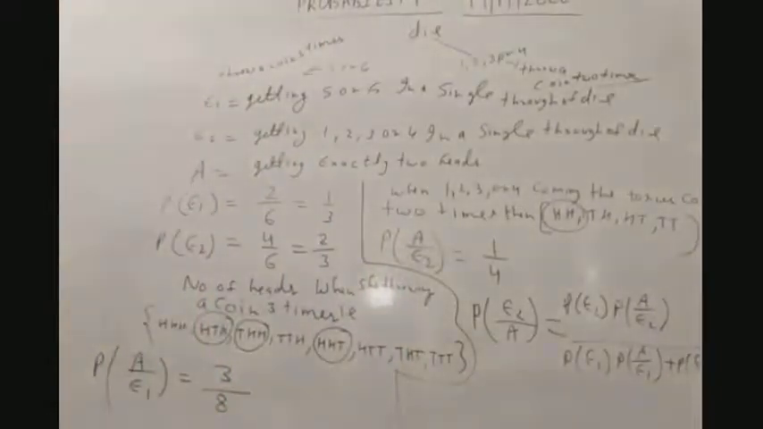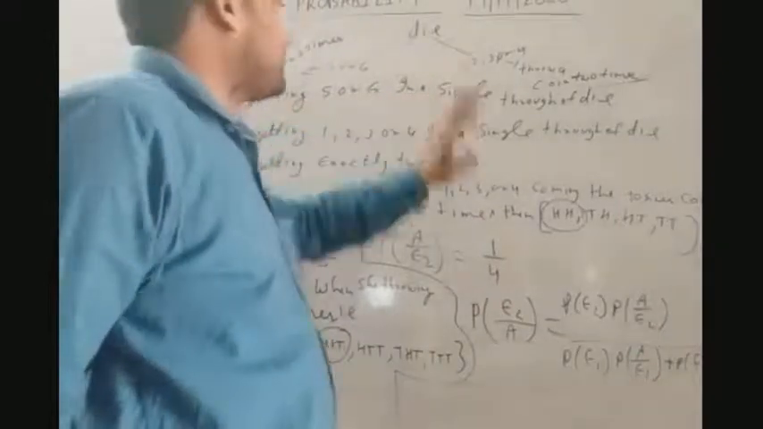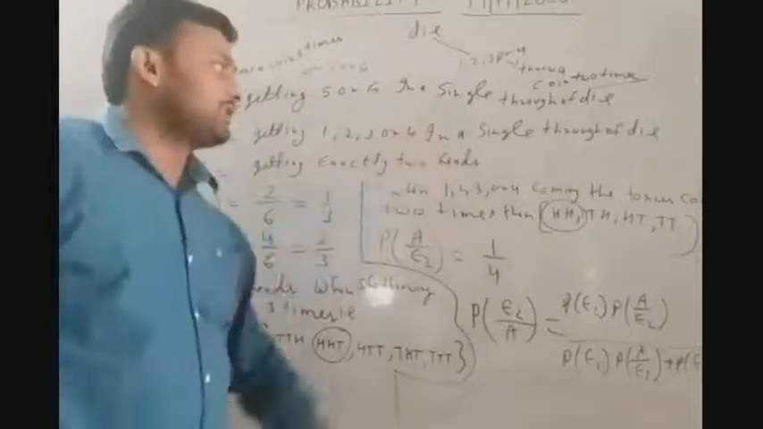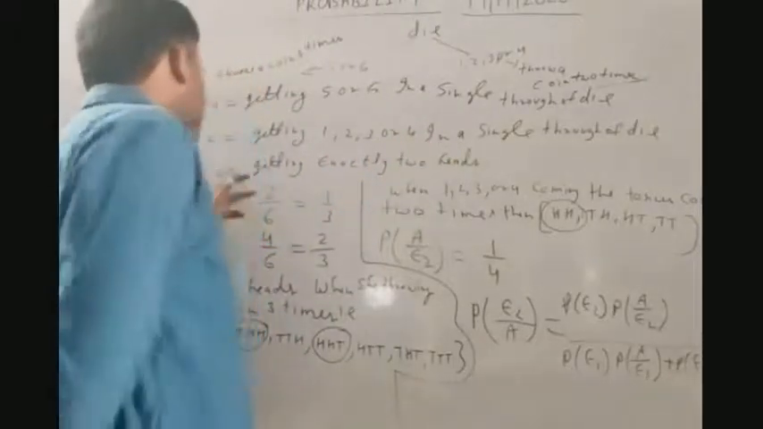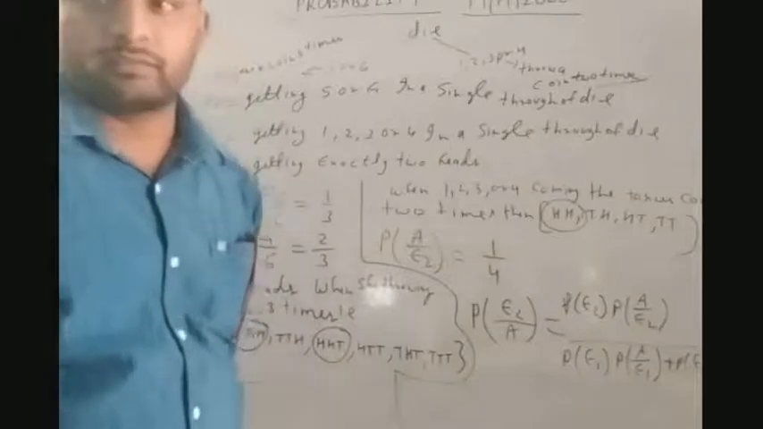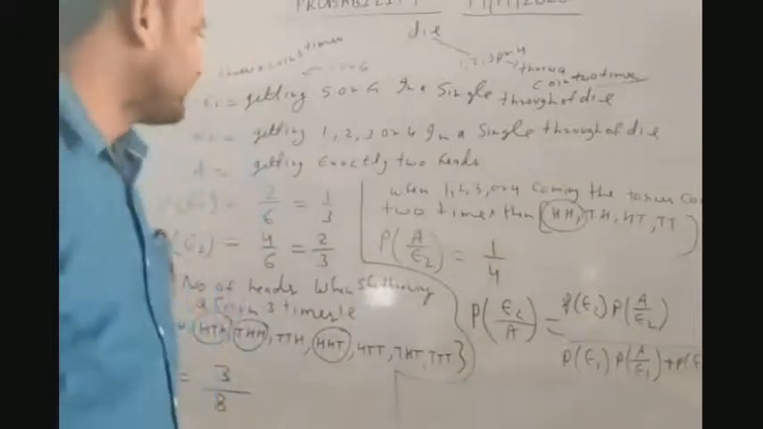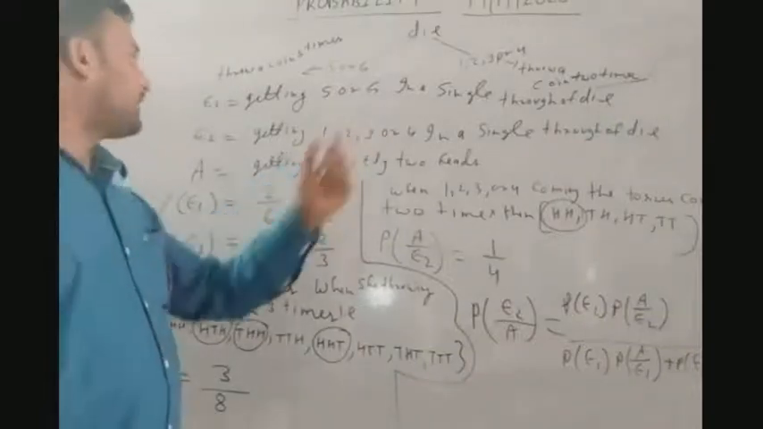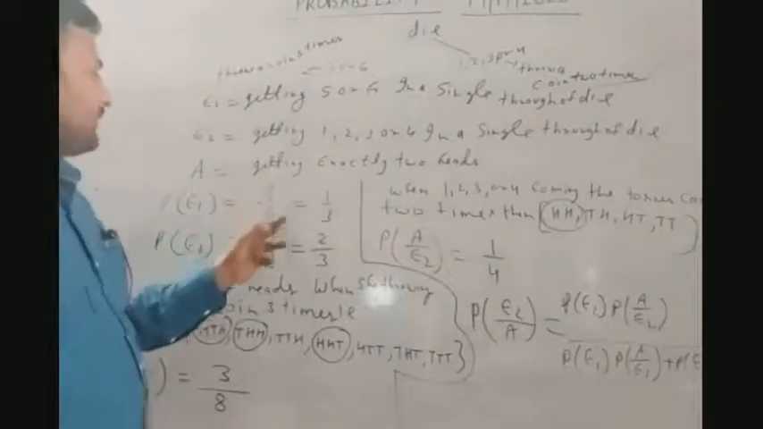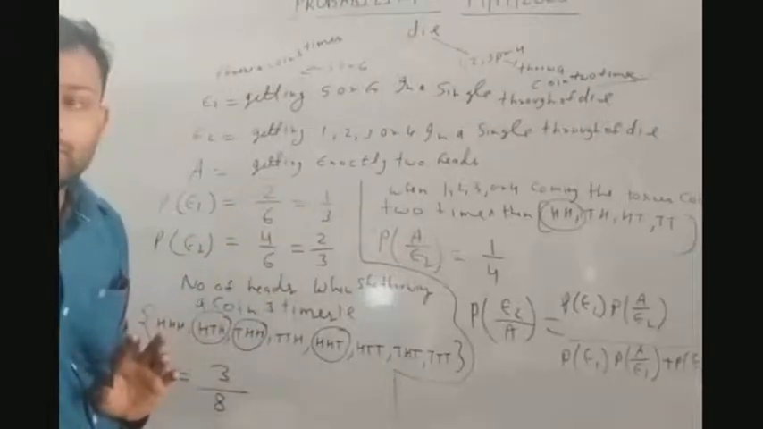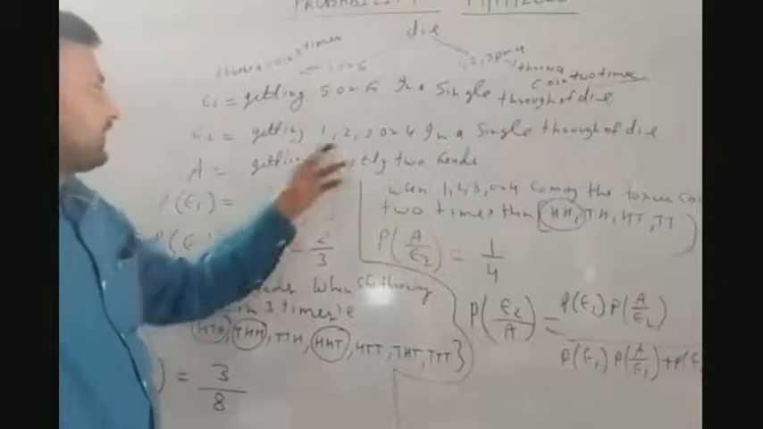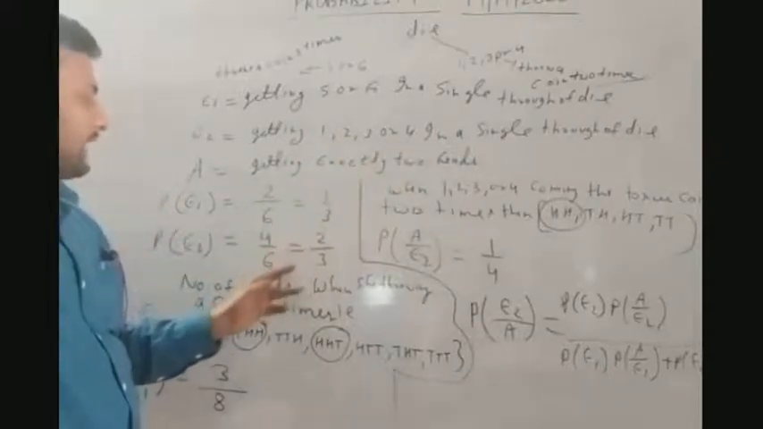Now we have 2 events. The first event E1 is getting 5 or 6 in a single throw of the die, E2 is getting 1, 2, 3 or 4 in a single throw of the die, and A is getting exactly 2 heads. The probability of E1 is what? In E1 there are 2 outcomes, so 2 by 6, that is 1 by 3 is our probability of event E1. And the probability of event E2 is 4 by 6, there are 4 outcomes, so after cancellation it will be 2 by 3.